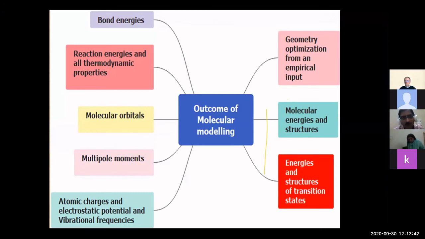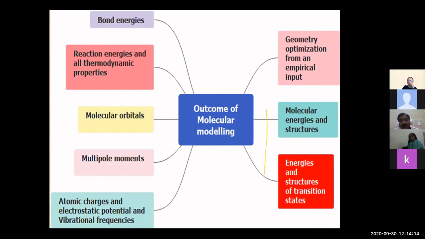Right. So now let us see what are the outcomes of molecular modeling. We get geometry optimizations, that means minimized, optimized geometry, which we will get to see shortly in the illustration of the software itself, how to get that. Then molecular energies, structures, then energies and structures for transition states. We get, as I mentioned earlier, bond energies, reaction energies, and all thermodynamic properties.